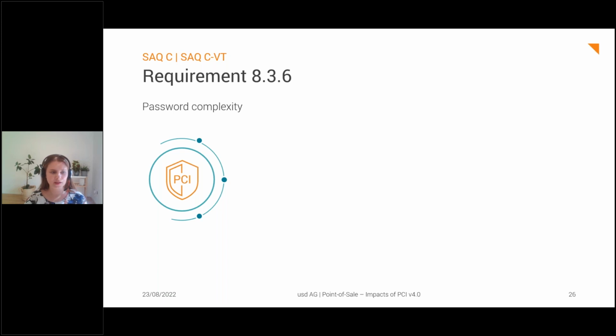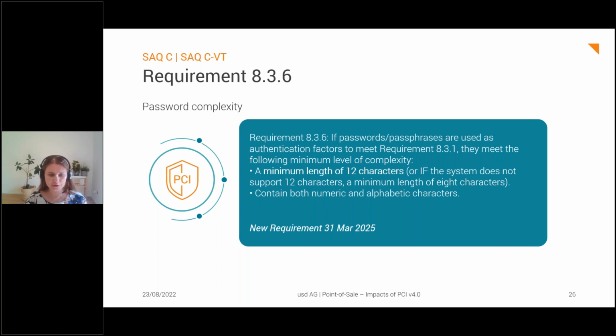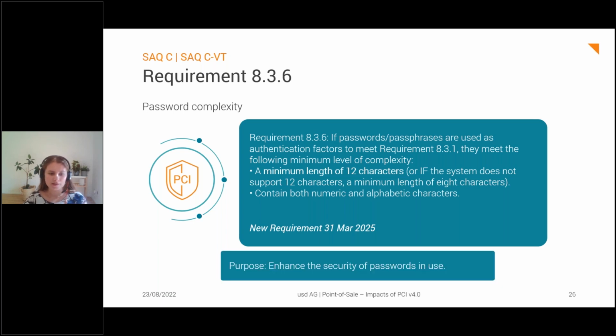Password complexity, requirement 8.3.6, applying to SAQC and CVT only. Remember, for SAQB, VIP, and P2P, we never had any password complexity requirements so far. What's the change? It is a change of the length of the characters. We enhanced the length to 12 characters. Exceptionally, if your system cannot use 12 characters, then you can reduce it to 8 characters.